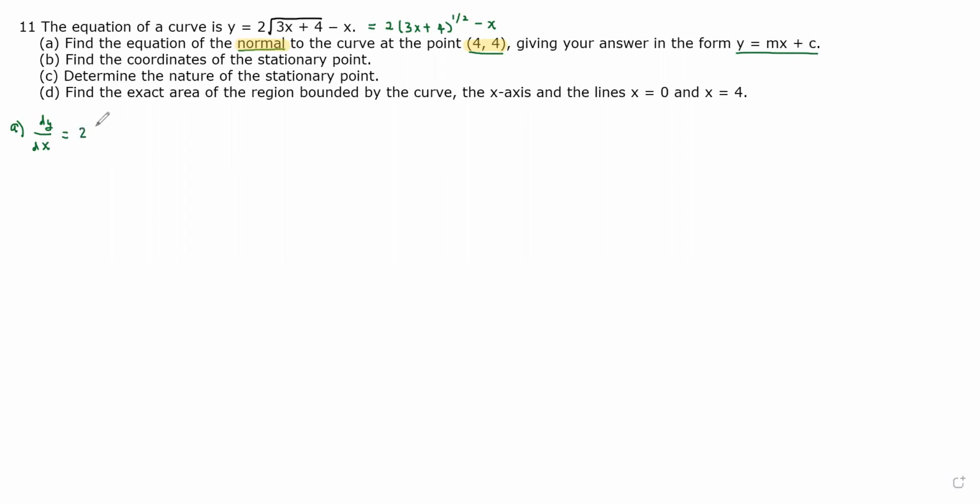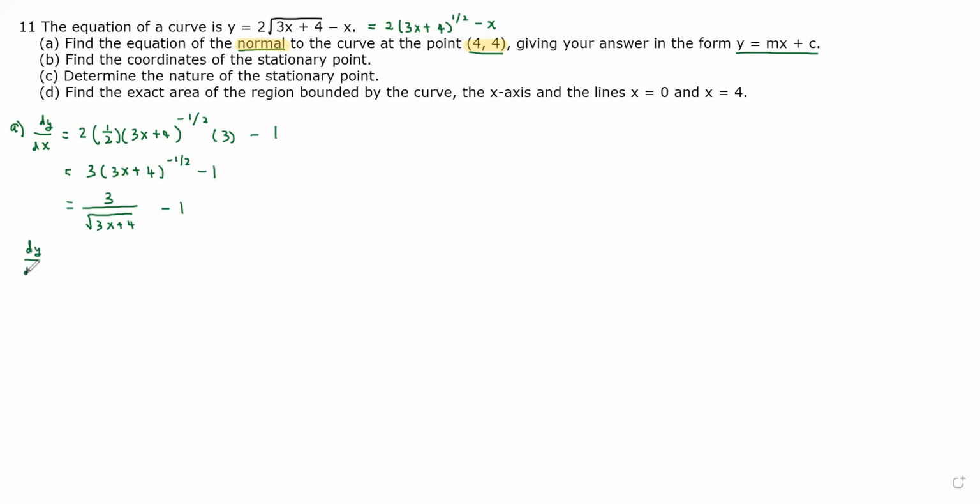We have 2 here, bring the exponent down, which is 1/2, times (3x plus 4). The exponent is reduced by 1, so we have negative 1/2. Differentiate the inner function, that is a 3, minus 1. So dy/dx is 3 times (3x plus 4) to the negative 1/2 minus 1, and we can write this as 3 over square root of 3x plus 4, minus 1.